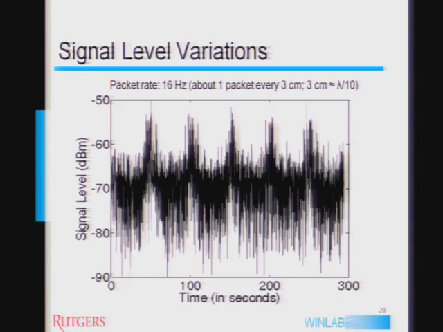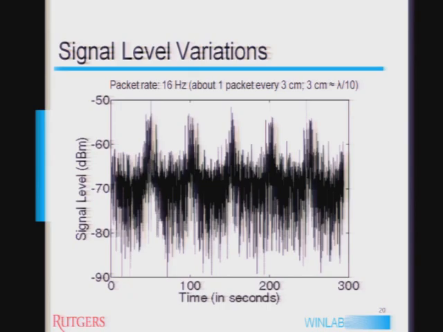This data was collected, as you can see, when the transmitters were transmitting 16 times per second. About every 3 centimeters is the separation of the stick relative to me moving as the transmitters were transmitting.